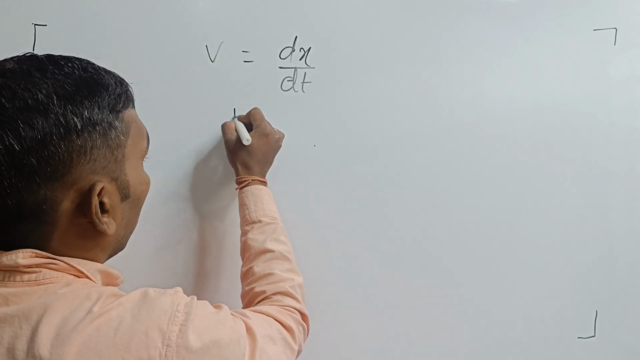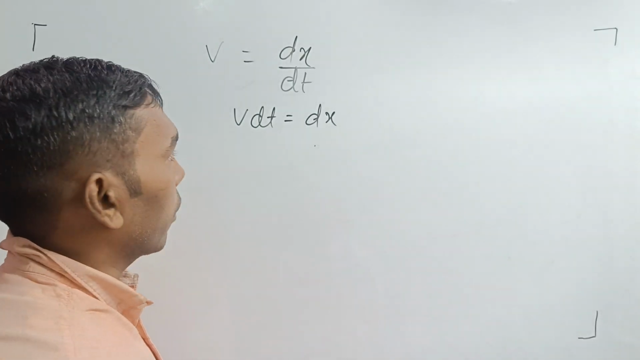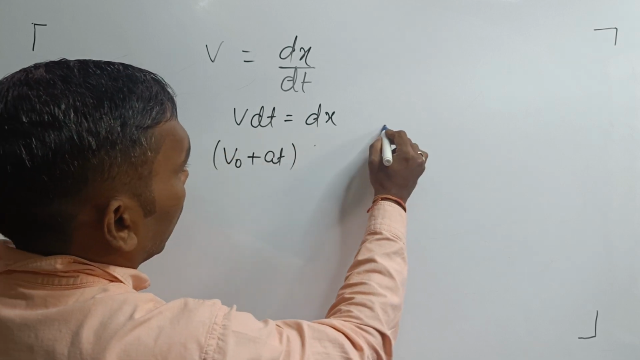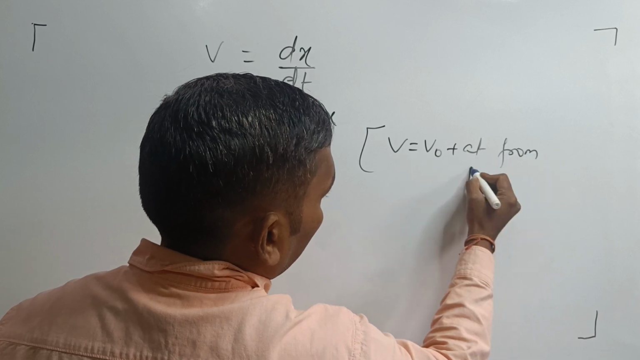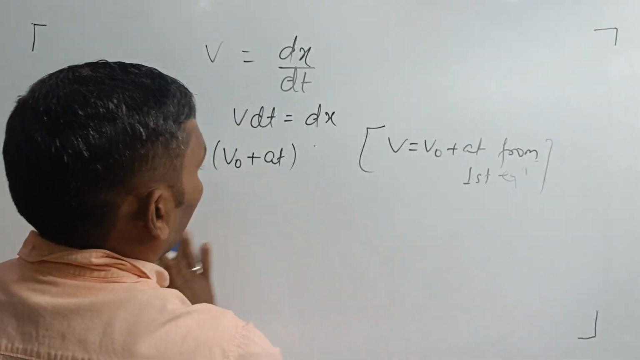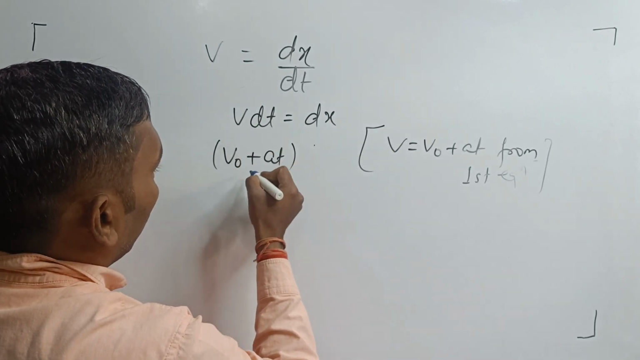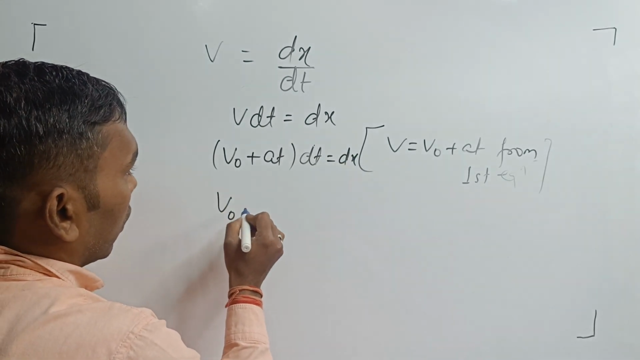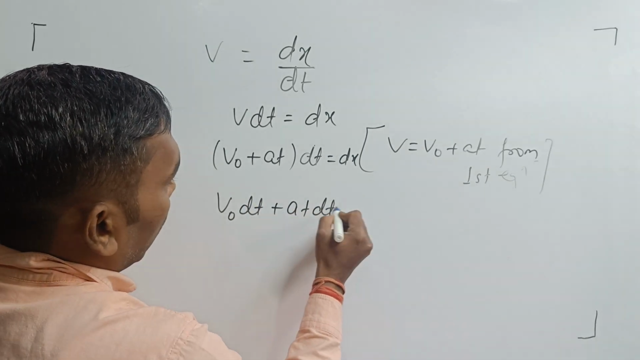If we cross multiply here, v dt equal to dx, and from the first equation you have already calculated v equal to v naught plus at. I am putting the value of v equal to v naught plus at from first equation, जो पीछे जो इक्वेशन हमने डिराइव किया. Then what happens? Then v naught plus at dt equal to dx. v naught dt plus at dt equal to dx.